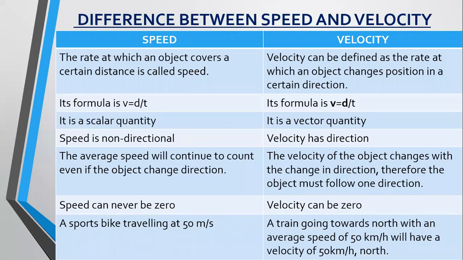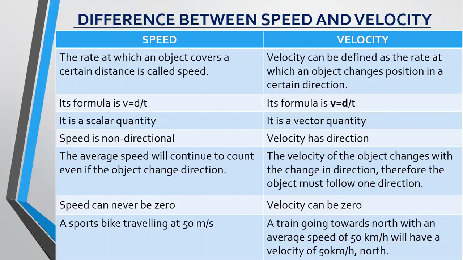These are the differences between speed and velocity. Speed, the rate at which an object covers a certain distance, is called speed. Velocity can be defined as the rate at which an object changes position in a certain direction. The formula for speed, v is equal to d by t, simple letters. Formula for velocity, v is equal to d by t, where v and d are bold letters as they are vectors. Speed is a scalar quantity, velocity is a vector quantity. Speed is non-directional, velocity has direction.